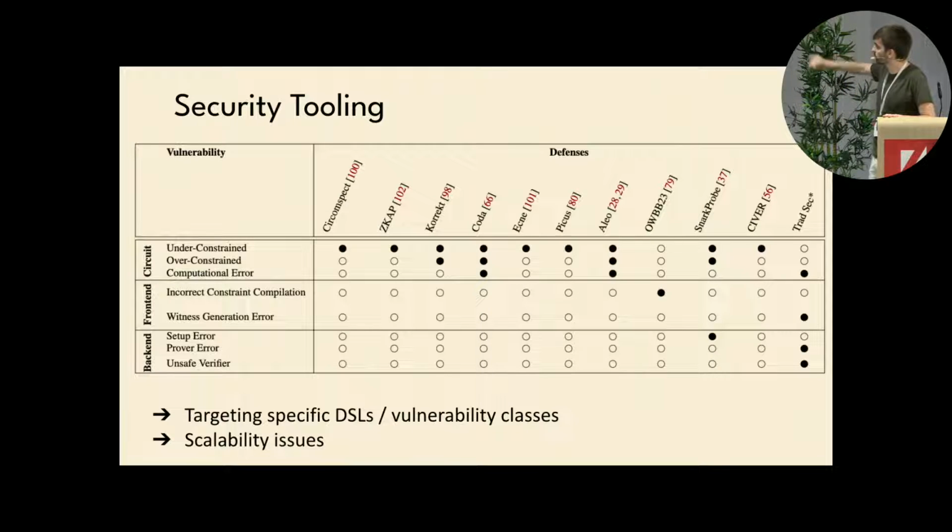And finally, we observe from the audit reports that some companies and some code bases use traditional security tools, for example AFL, to find bugs in a backend or in a frontend, but this most probably cannot even solve the oracle problem we have in testing for finding, for example, soundness vulnerabilities in those systems.